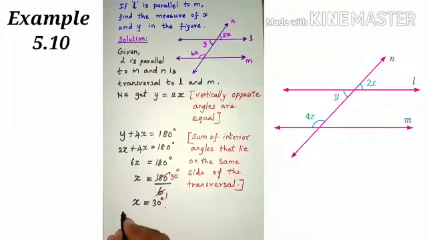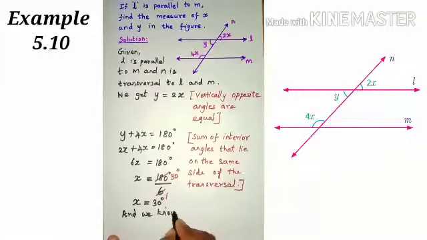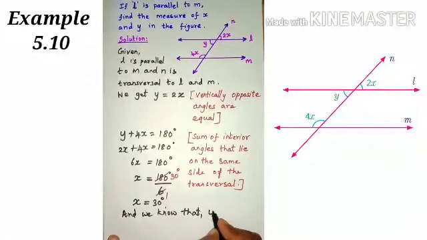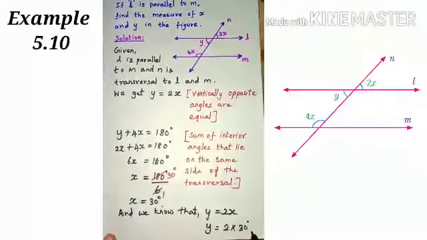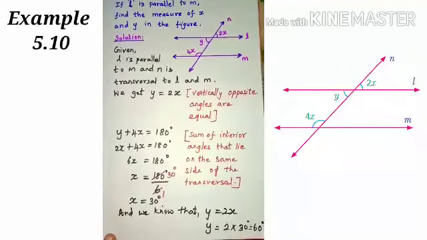And we know that Y is 2 into X. So we know that X is 30. So Y is equal to 2 into, substituting X as 30 degree. So the value of Y is 60 degree. So X is equal to 30 degree and Y is equal to 60 degree.